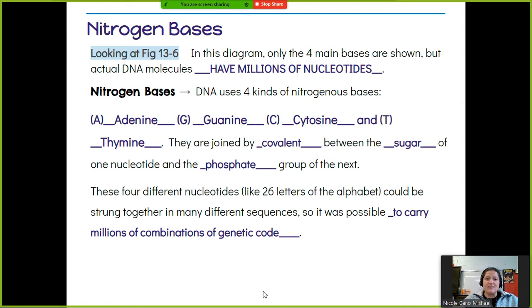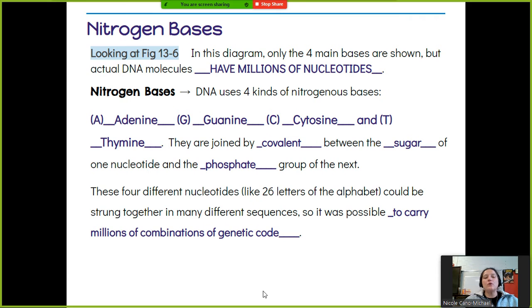Nitrogen bases, the four types of nitrogen bases used by DNA are A, G, C, and T. A stands for adenine, G is guanine, C is cytosine, and T is thymine. And once more, they are held together by covalent bonds that exist between the sugar of one nucleotide and the phosphate group of the next nucleotide.